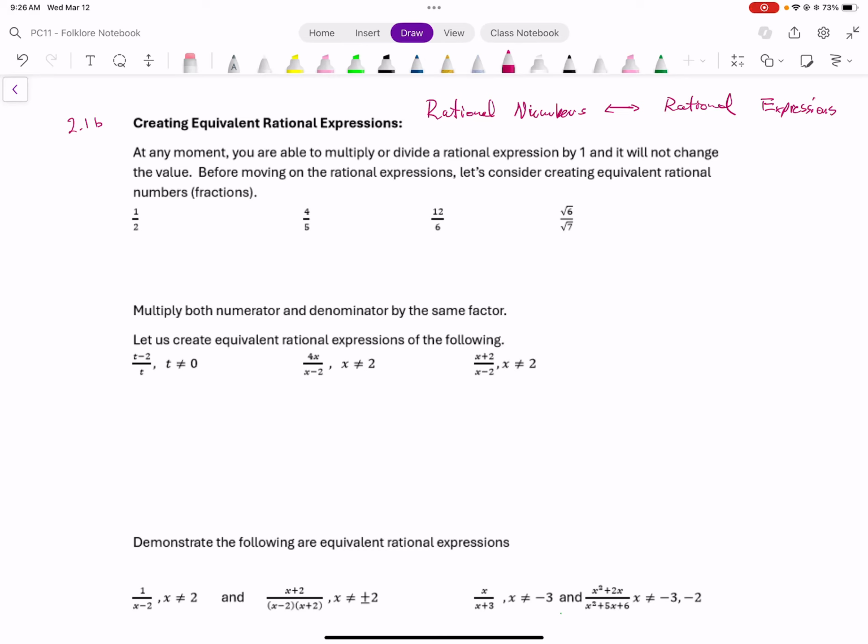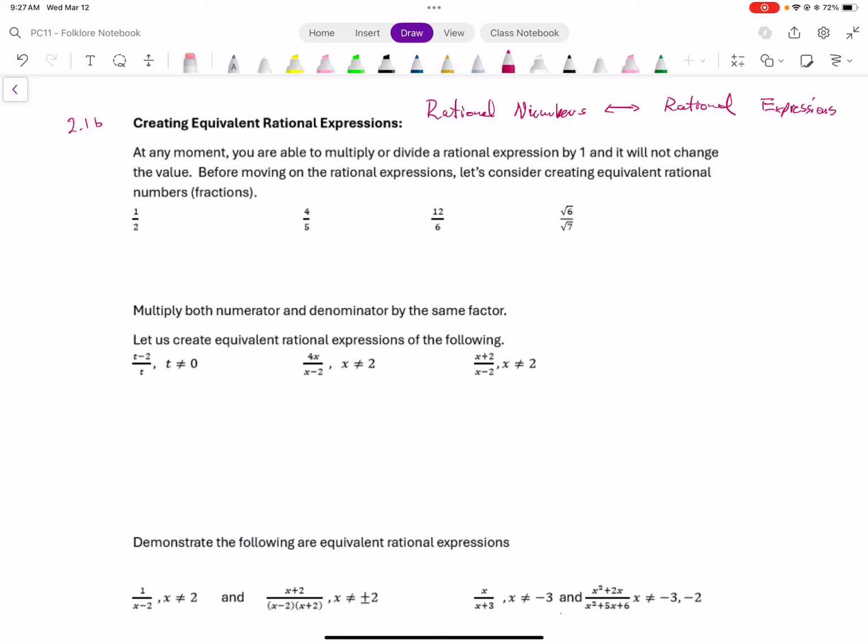Next up on our list is we're going to create equivalent rational expressions. A theme here is I'm going to talk a lot about rational numbers like fractions, and I'm going to try to make parallels between rational numbers and rational expressions. A lot of what we do with rational numbers, we're going to be doing with rational expressions: multiply, add, subtract, and divide. Same strategies, much of them anyway.